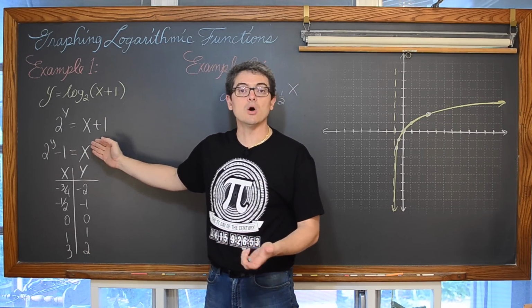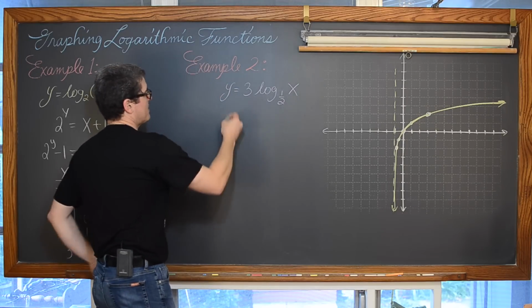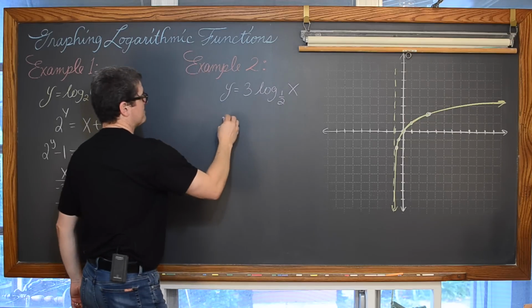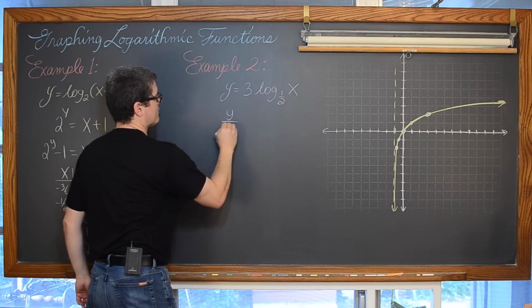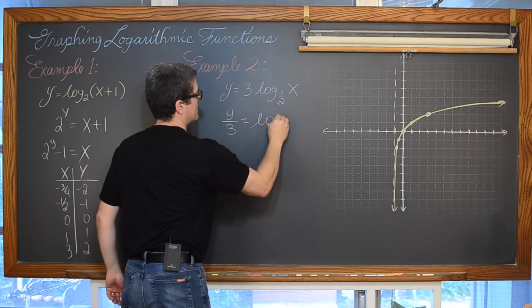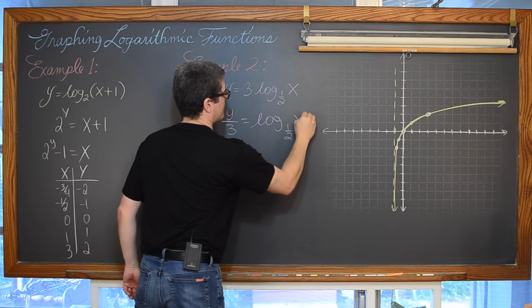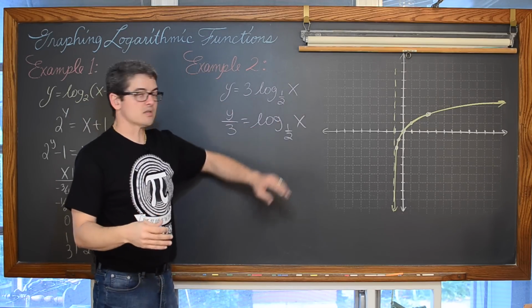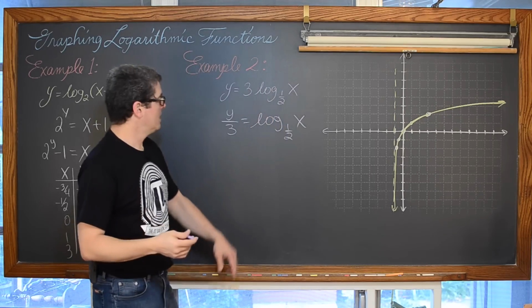I just want the x alone. So we're going to divide both sides by 3. I don't know why I picked up green when the problem is in purple, but we have y over 3 is equal to log base 1/2 of x. Now we have x nice and alone. That's going to be handy for when we make the t-table.